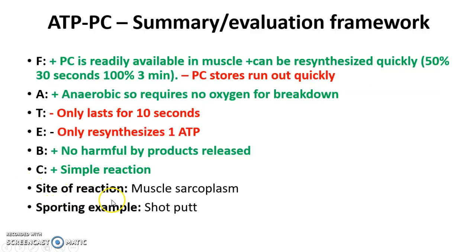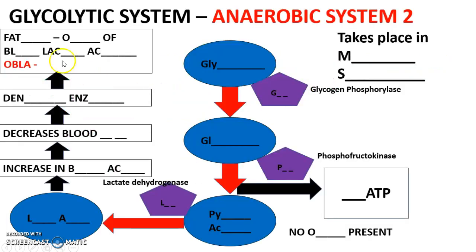I'll let you have a read of that. They're the kind of evaluation points. That's how you use the framework to start to summarize, but then to provoke an evaluative context, to give advantages and disadvantages there. Reds, disadvantages; greens, advantages. So if we move on.